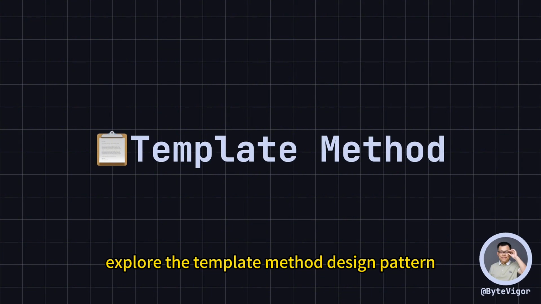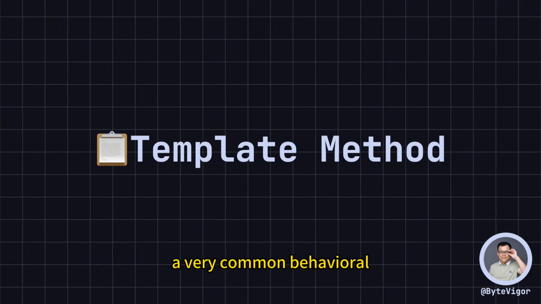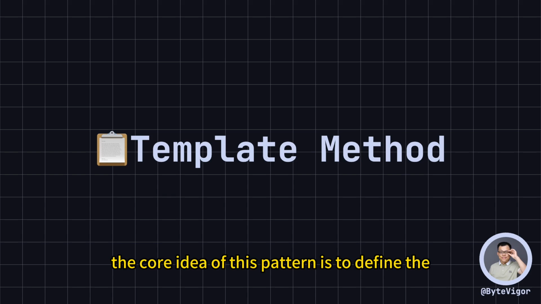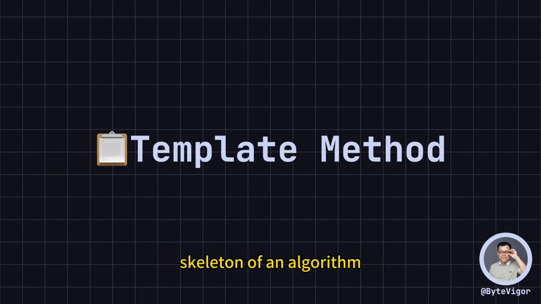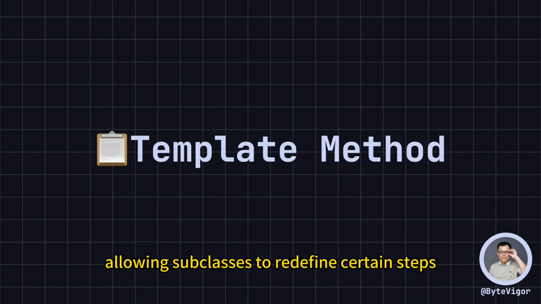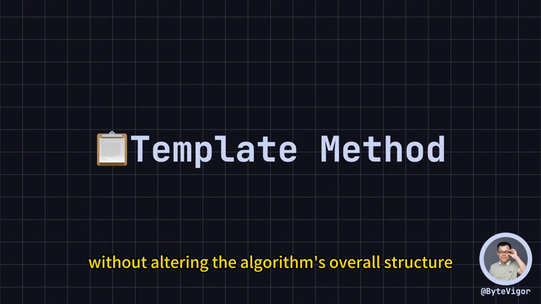Today, we are going to explore the template method design pattern, a very common behavioral design pattern in software development. The core idea of this pattern is to define the skeleton of an algorithm, allowing subclasses to redefine certain steps without altering the algorithm's overall structure.